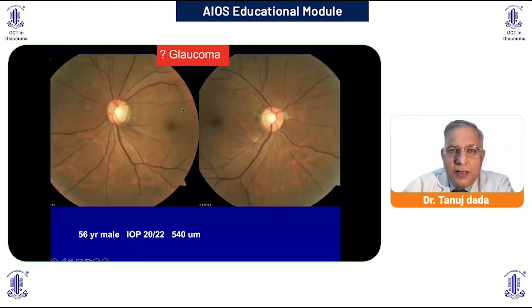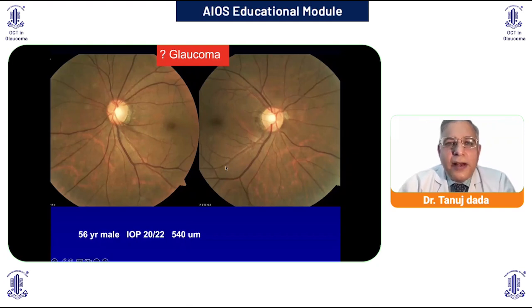Now this is another patient presenting with suspected glaucoma, a 56-year-old male, borderline IOP. And here you have to spend time on the photograph. I showed it to my residents and half of them said normal and half of them said abnormal. So they're not sure. And why are they not sure?